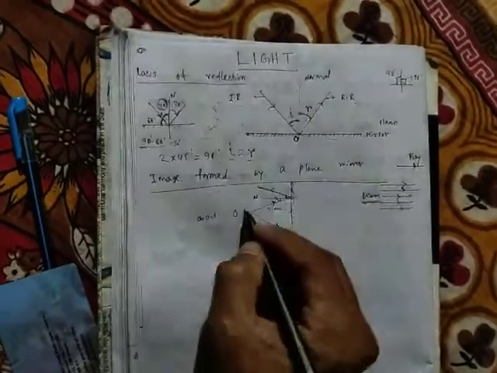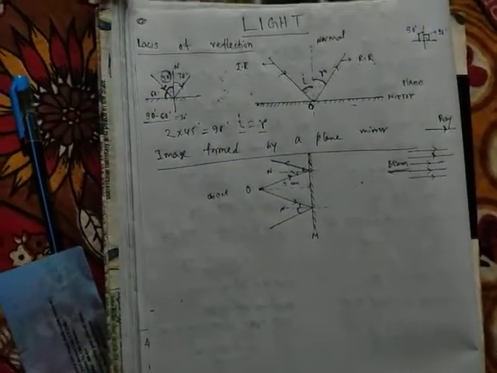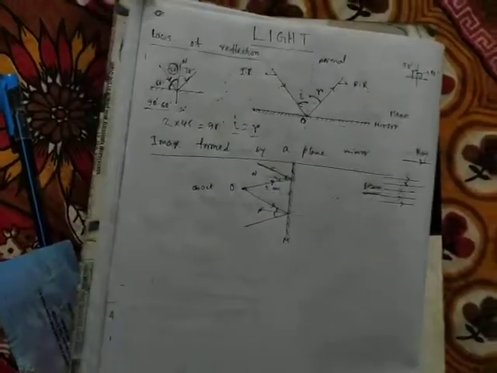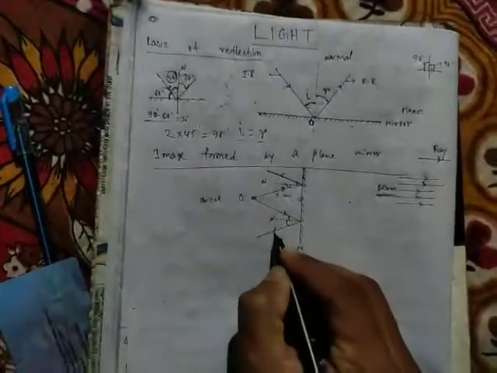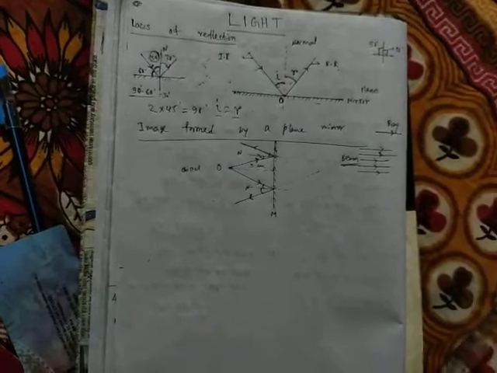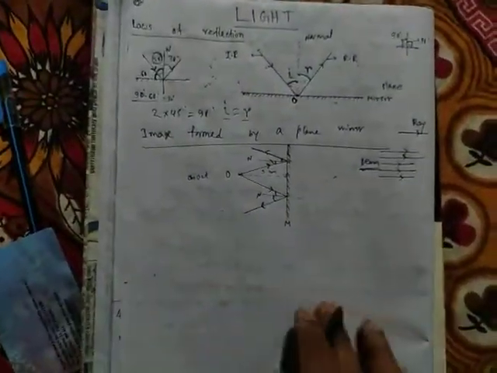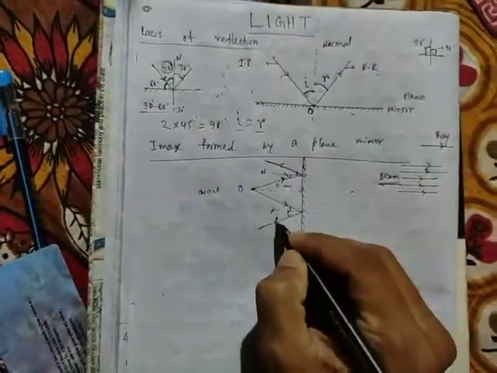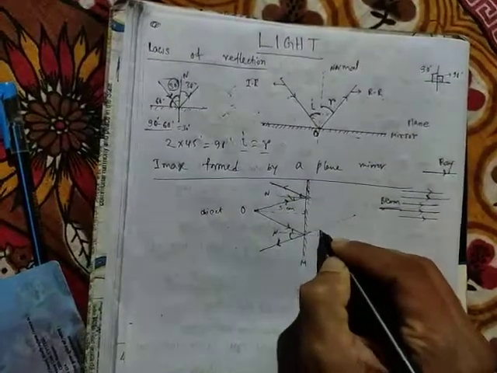Now, how can you draw the image? Suppose this is you and you are standing in front of the mirror. Can you tell me where the image is formed? Obviously behind the mirror. So how can we get the image behind the mirror? See, this is the reflected ray, and one more important thing is that you have to draw the arrowhead, otherwise marks will be deducted. The arrowhead is important for the light, for the rays. So this is the reflected ray. Extend this ray in the backward direction.